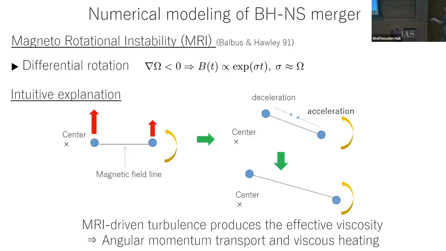Because the centrifugal force should balance with the gravity of the central object, the inner fluid element shifts to the inner radius. On the other hand, the outer fluid element shifts to the outer radius. This is a positive feedback process, and this process repeats again and again. Finally, the MRI produces turbulence. The MRI-driven turbulence produces an effective viscosity, and this effective viscosity drives angular momentum transport, and it also provides viscous heating.